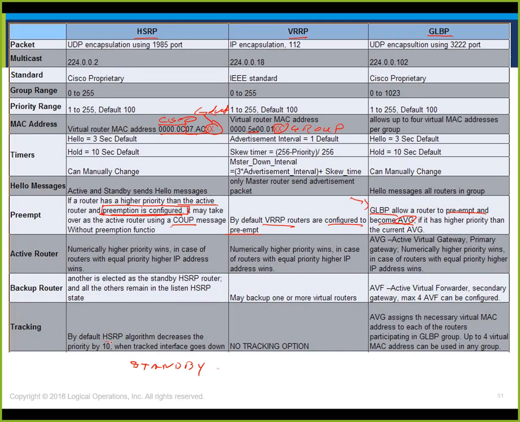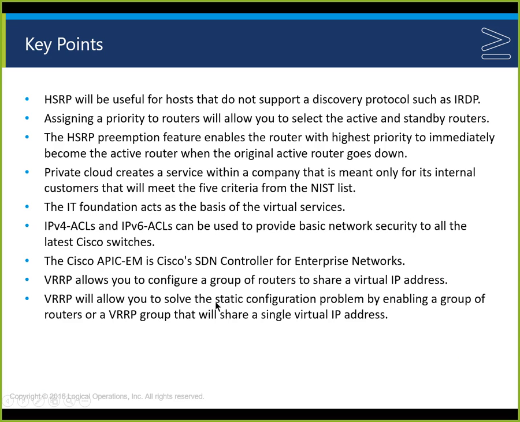Tracking: the HSRP algorithm decreases the priority by 10 when the tracked interface goes down. VRRP really doesn't have a tracking option. The AVG assigns the necessary virtual MAC address to each of the routers participating in the group, and up to 4 virtual MAC addresses can be used by any group, which is going to give us some of that other capability.